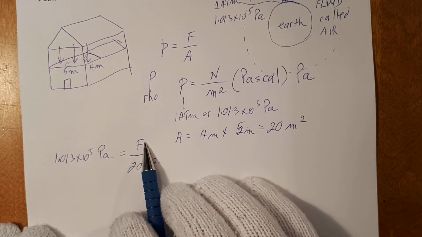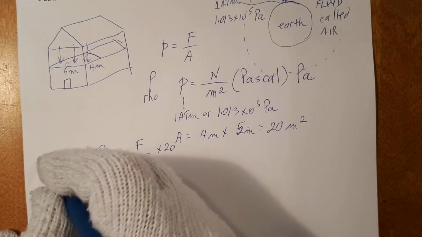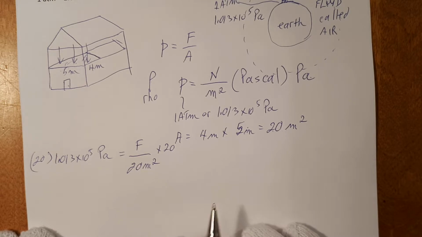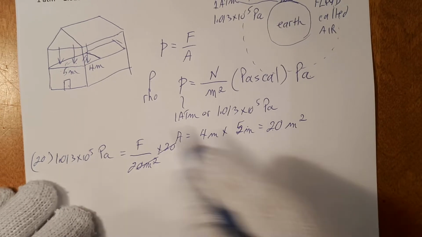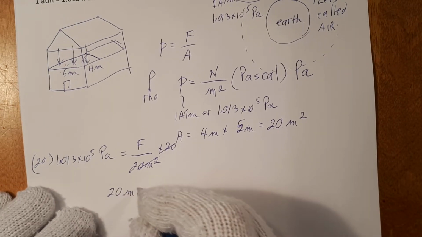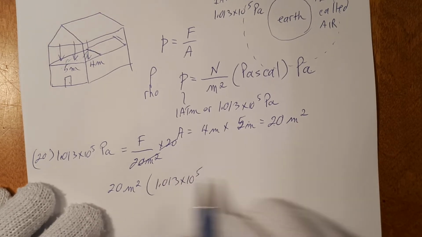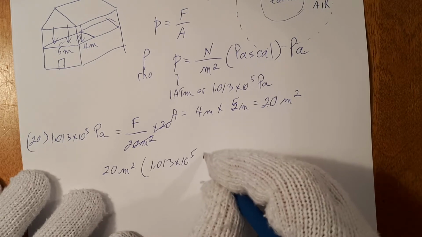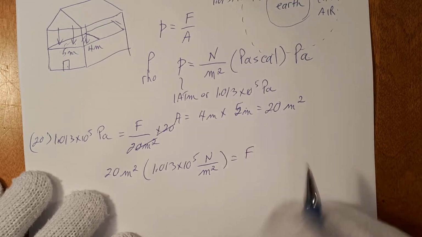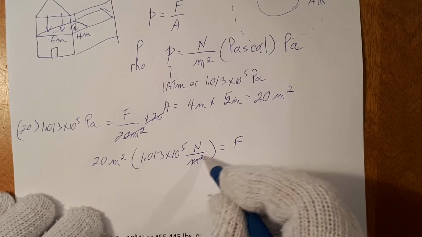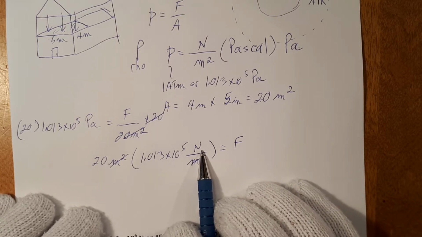Rearranging this in order to isolate force, multiply this side by 20. Whatever we do to the right, we have to do to the left, so we multiply that by 20 square meters, of course. This will cancel out, leaving us with 20 meters squared times 1.013 times 10 to the power of 5. And a Pascal is a Newton per square meter. If I write it in this form, they're one and the same, is equal to force. But in this form, I can cancel out square meters, leaving me with force, and all forces have the unit of a Newton.